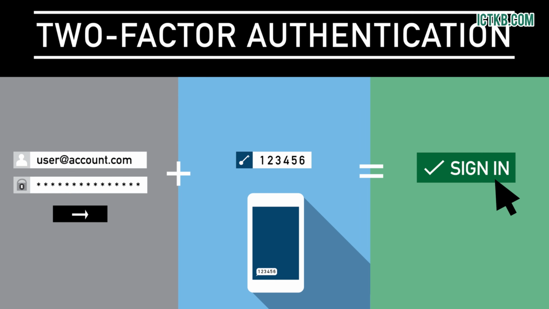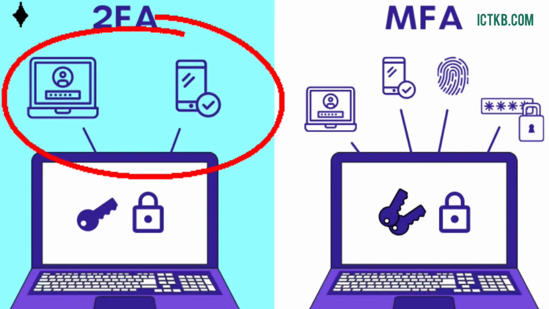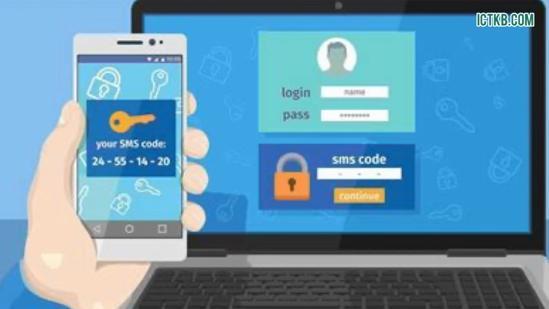Now, onto two-factor authentication, or 2FA. It's a subset of MFA and, as the name suggests, it requires two forms of authentication. Generally, these include something you know, like a password, and something you have, like a mobile device that receives a unique code. Think about logging into your email account from a new device.